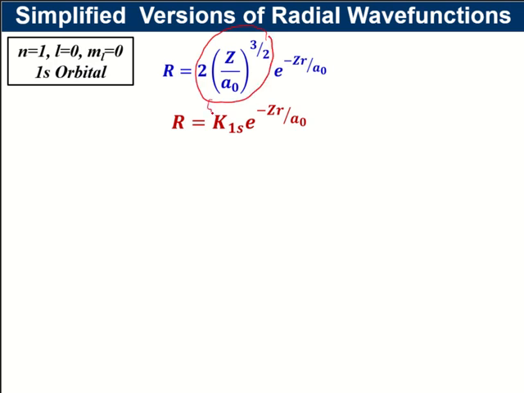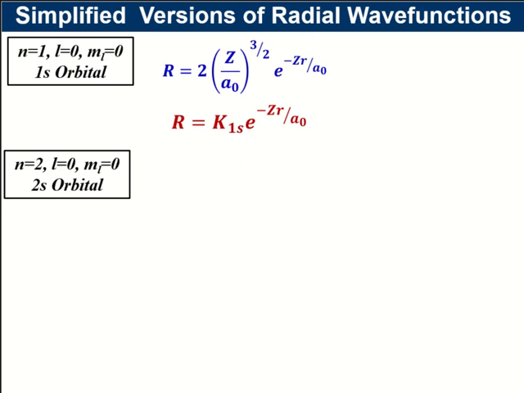We can represent it through a constant k1s. इसको हमने constant. This is a constant term. So this is a constant that we are writing here. Okay, k1s, and so a constant term e to the power minus Zr by a naught. This is our most simplified equation for the radial wave function for 1s orbital.